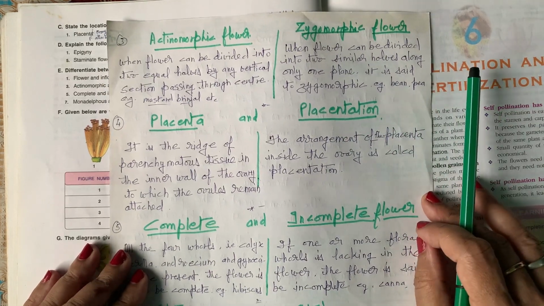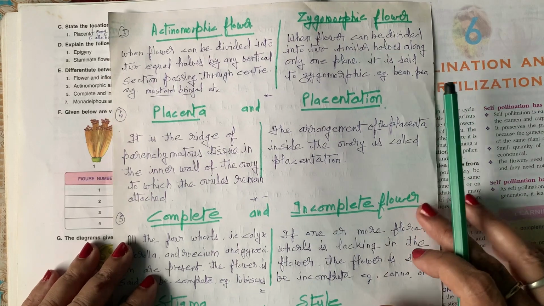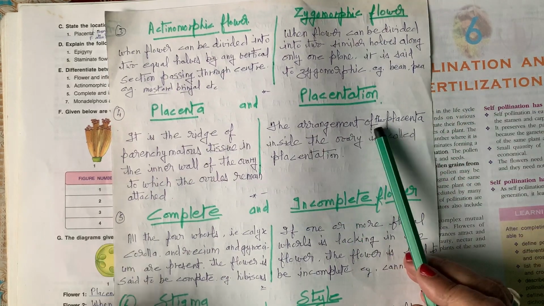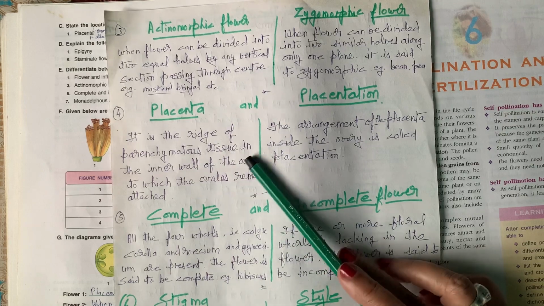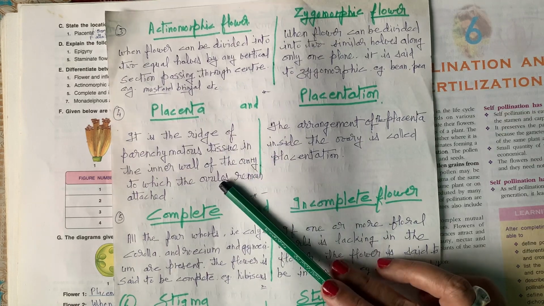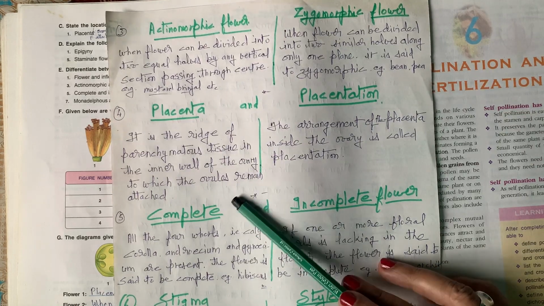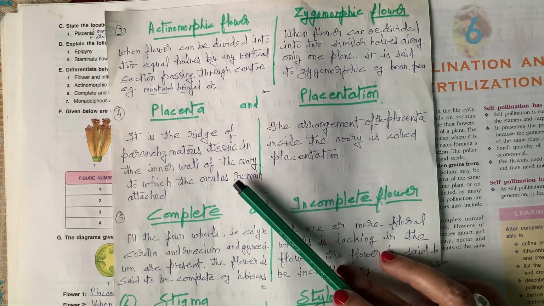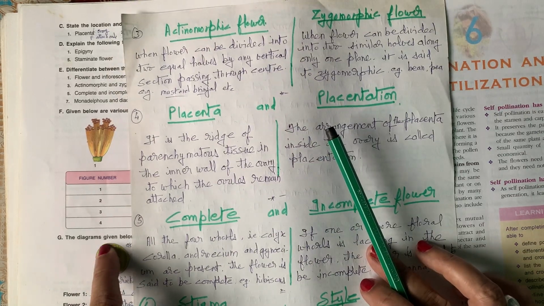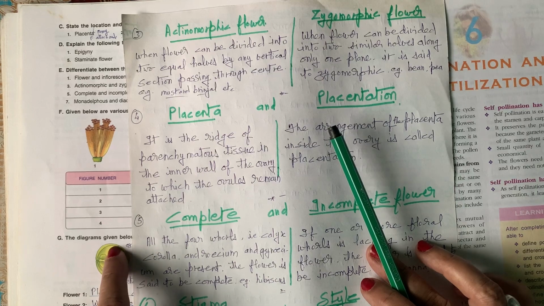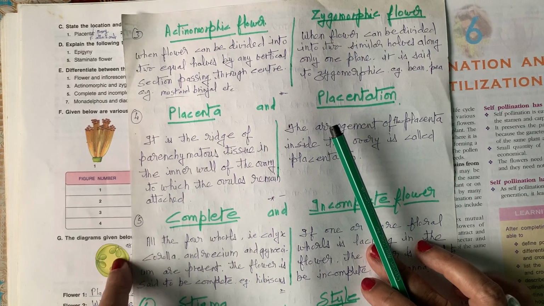For example, beans, pea, etc. Now, what is placenta and placentation? Placenta is the rich parenchymatous tissue in the inner wall of the ovary to which ovules remain attached. This is the placenta. See, this is the parenchymatous tissue in which ovules are attached. This one is attached. This is the placenta.